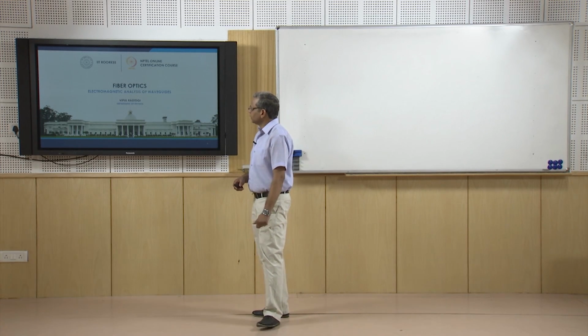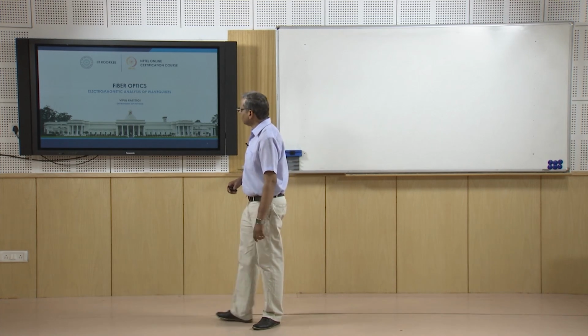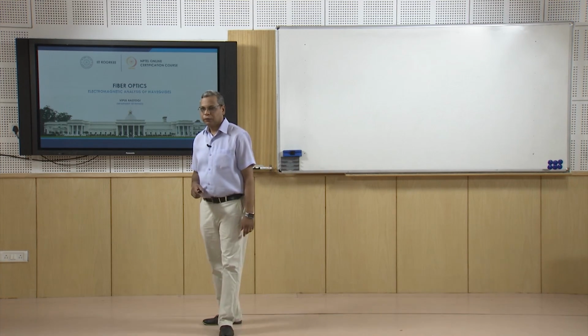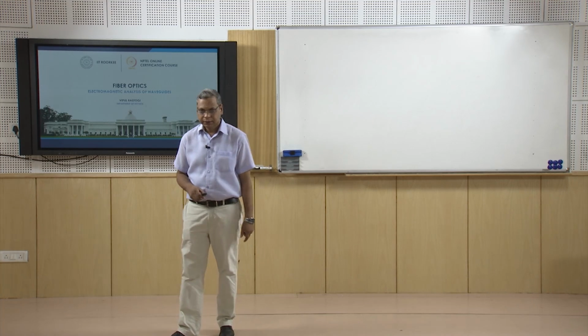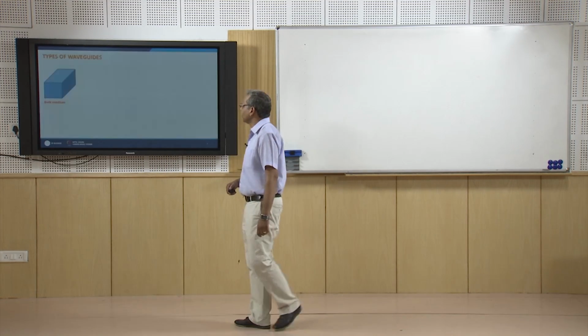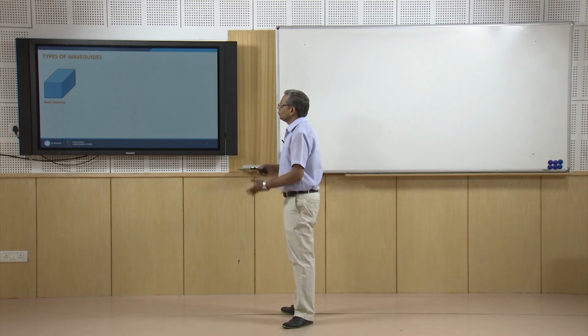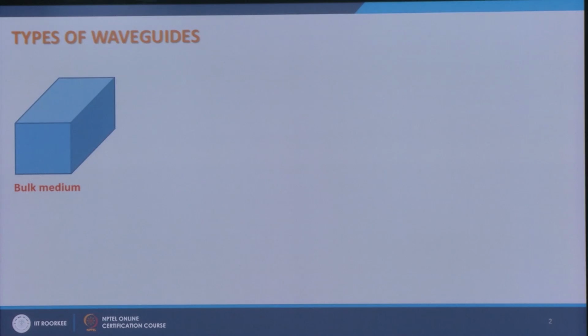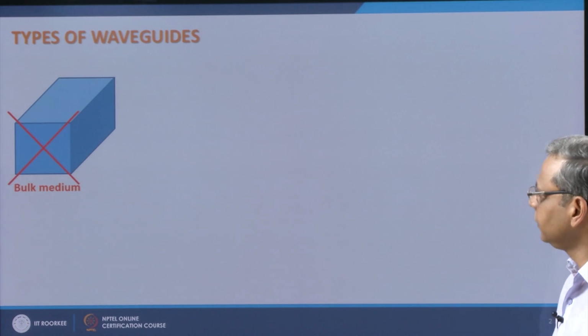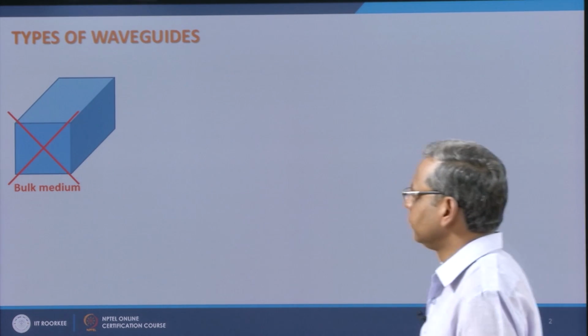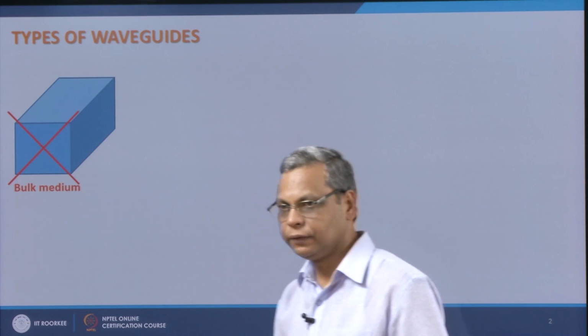Now, in this lecture we will start the analysis of optical waveguides using electromagnetic theory. Let us first look at types of waveguides. This is a bulk medium, so this is not a waveguide when the dimensions are very large as compared to wavelength.